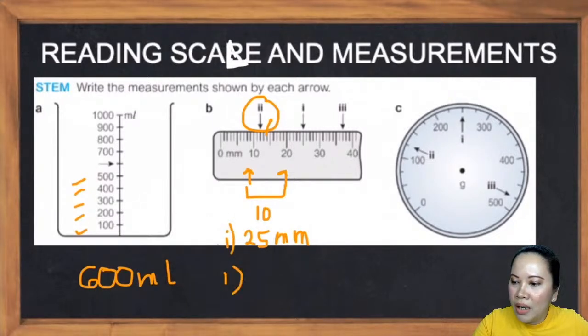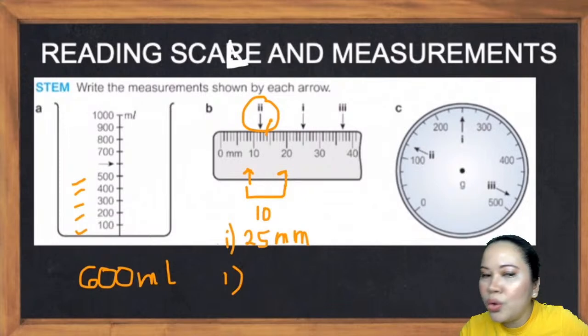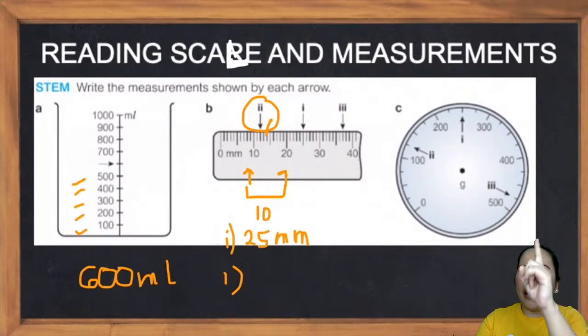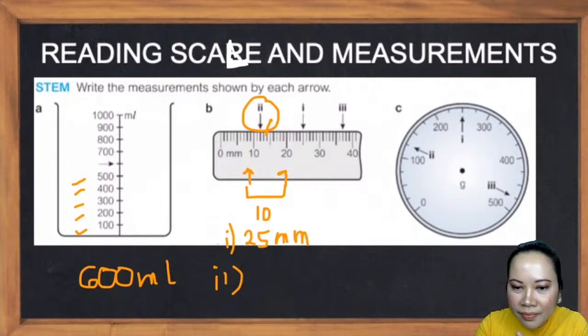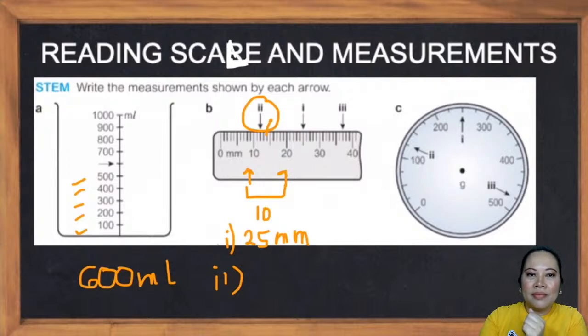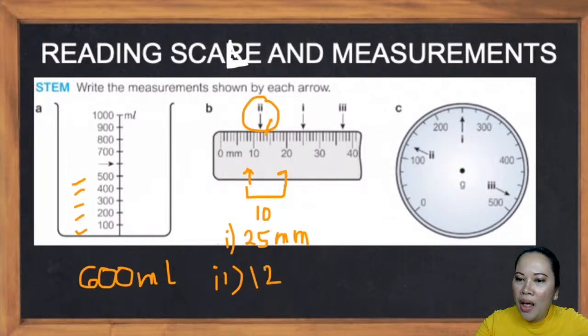How about the next one? That is two lines after 10. Two lines after 10. So that will be what? What will be the measure? Yes, Sukuna this not. That is correct. You have 12 millimeters.